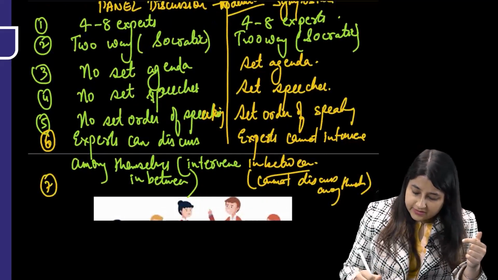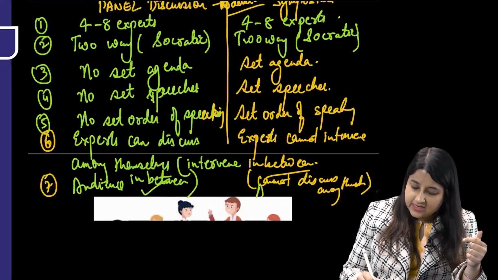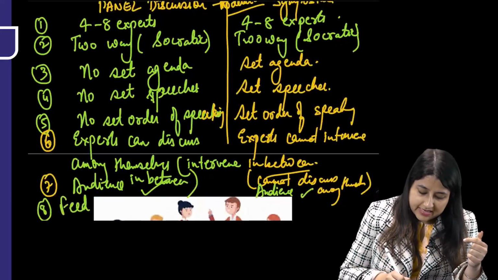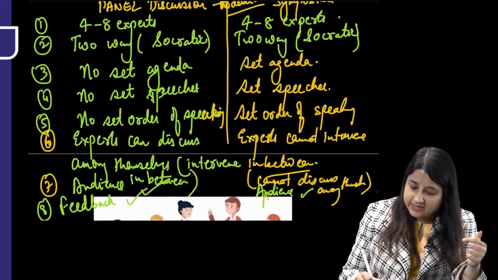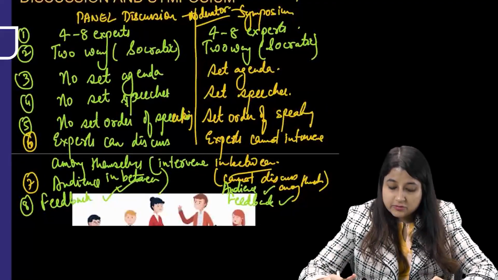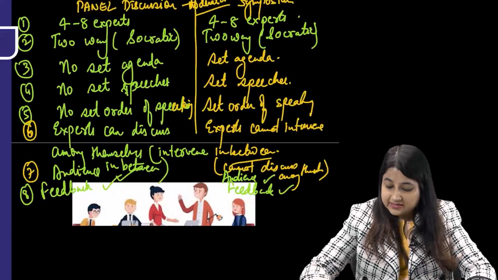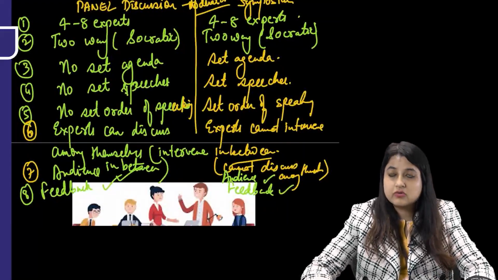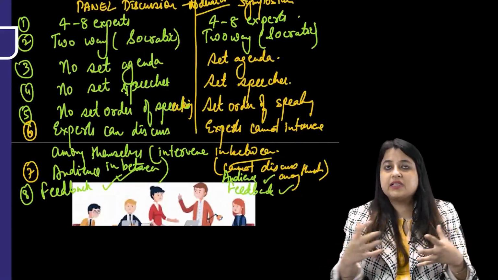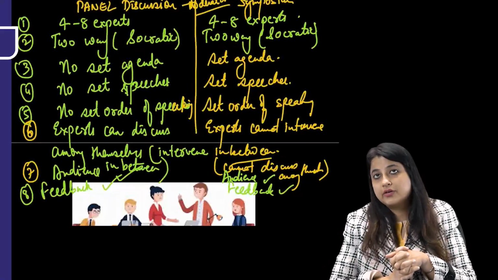Then next, obviously, do you have an audience? Yes, here it's two ways, audience present. Here also audience is present. Do we take a feedback? Yes, feedback is definitely taken. Here also to some extent it is definitely taken. But what is the most important difference that you need to know? That in a panel there is no set agenda, there are no set speeches, there is no set order of speaking. But in a symposium it is. And in a panel the experts can intervene, can discuss among themselves. But in a symposium they cannot do that.